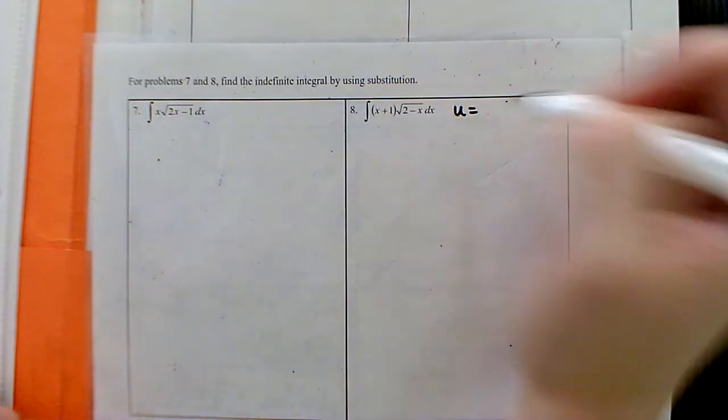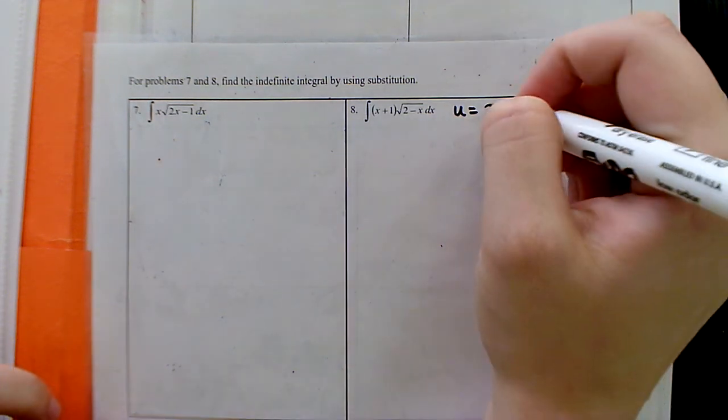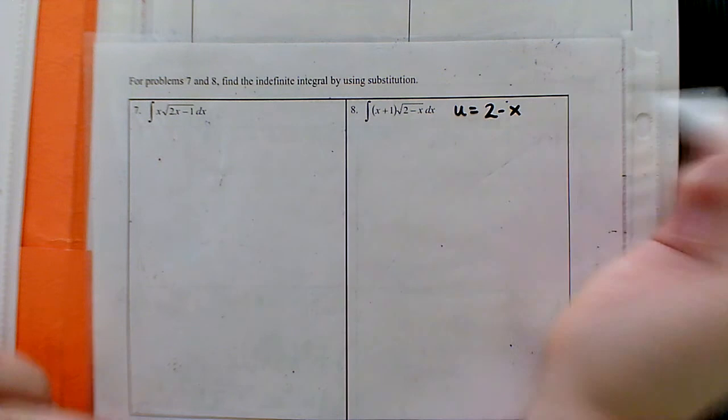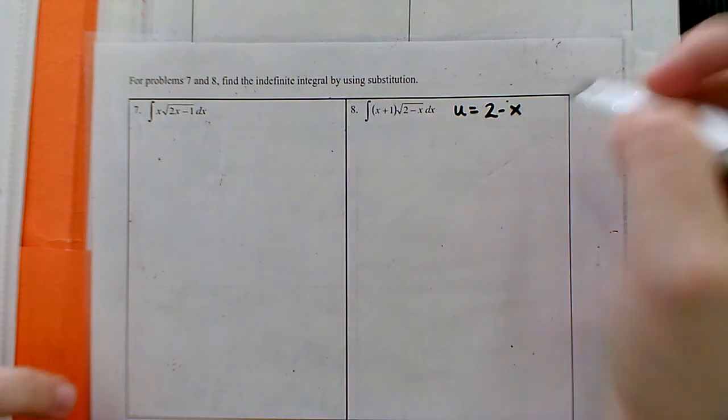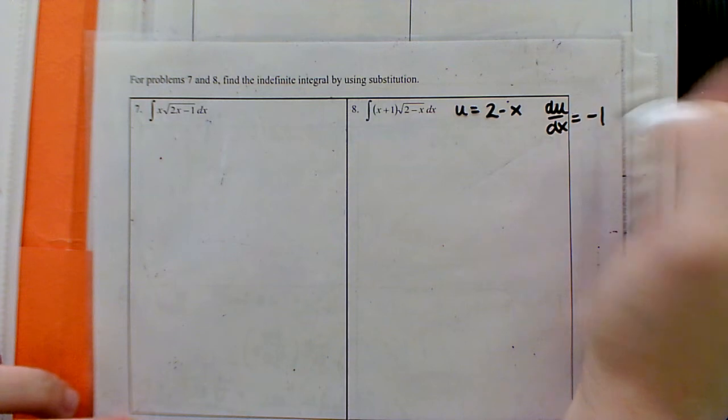What do we want to let u be? This was a little tricky. What kind of looks to be on the inside of something? Both of them, right? Is there one of them that seems to be a little bit more complicated that would be worth our while to rewrite? This is probably the square root one. Let's try 2 minus x. So then the derivative would be negative 1.